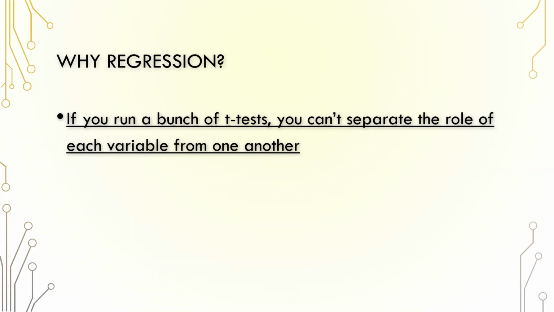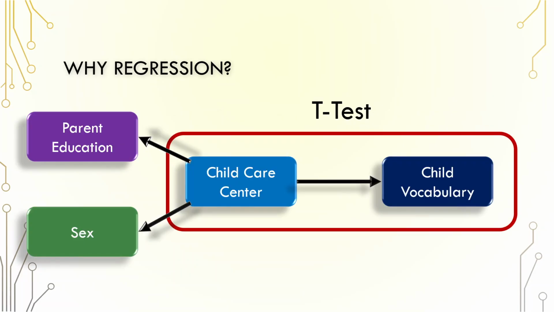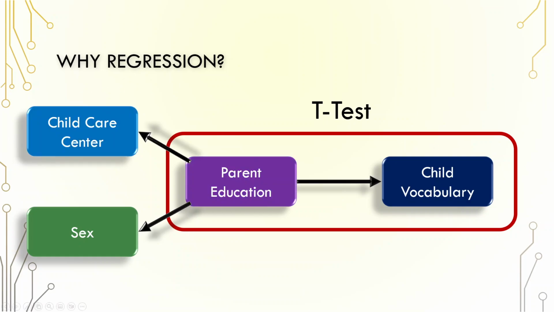So if we run a bunch of t-tests, we can't figure out which of those variables, whether it be parent education, sex, or the child center quality, is actually causing, I know, right, using that word again, but causing or driving that effect that we're observing. A t-test would be like, I'm going to do just these two variables and ignore those two. Then I could do another t-test between parent education and child vocabulary, and another between sex and child vocabulary. But again, it doesn't help me figure out how those are all connecting with each other.